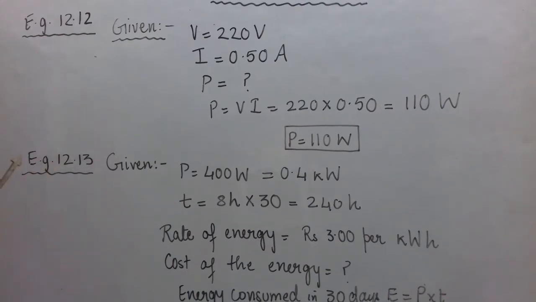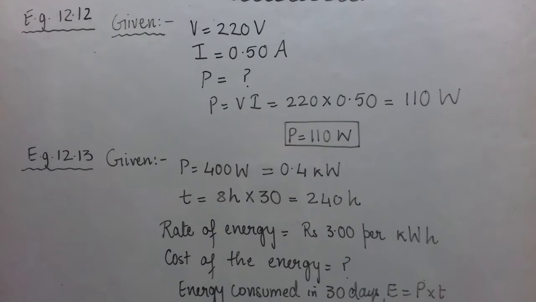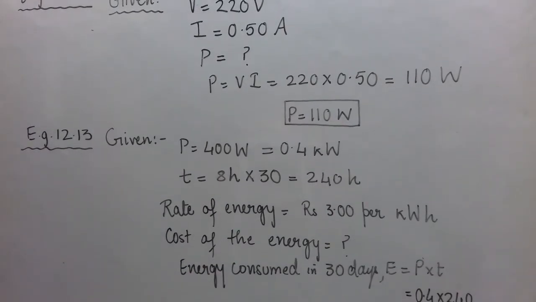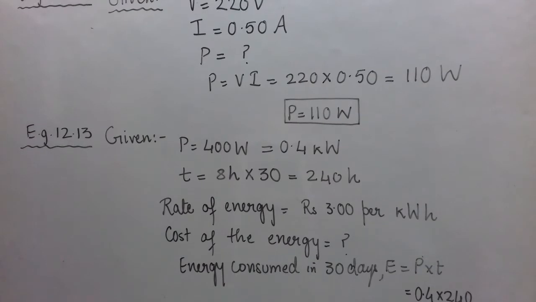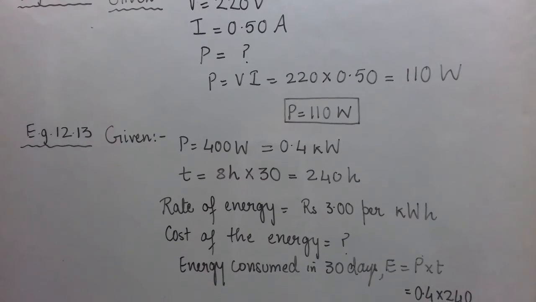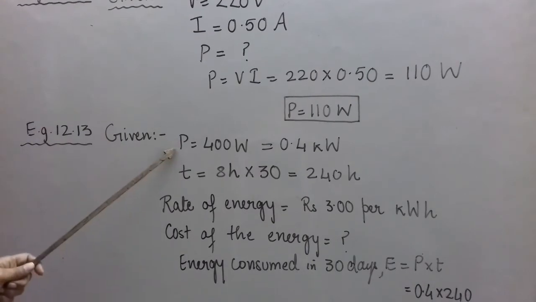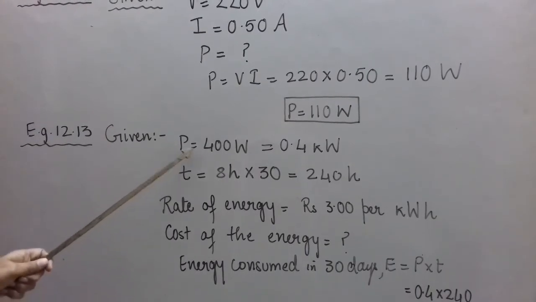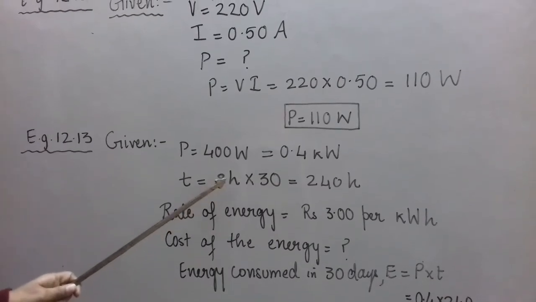Now we'll proceed to the last solved numerical of the chapter, that is example 12.13. I'll read the question, pay attention. An electric refrigerator rated 400 watts operates 8 hours per day. What is the cost of the energy to operate it for 30 days at rupees 3 per kilowatt hour? So given, power of the refrigerator here is 400 watt, and the time they have given, it works 8 hours a day.